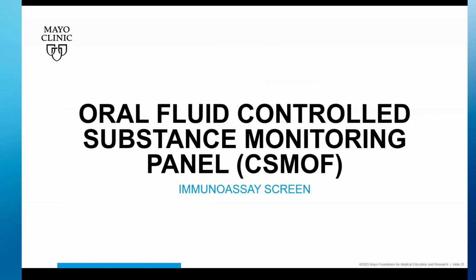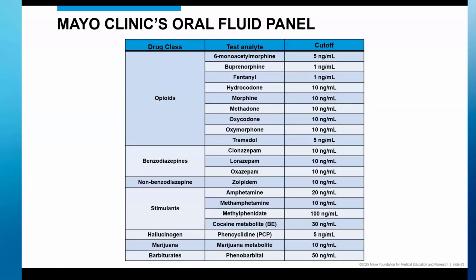So now here's the exciting part. Let's talk about our new test that we're offering here at Mayo Clinic. We have an oral fluid controlled substance monitoring panel, or CSMOF, as you'll sometimes see me abbreviate it, in our lab test catalog and on some of the test forms. Our panel tests for 20 different individual analytes. You can see the major drug classes, things like opioids, benzodiazepines, stimulants, hallucinogens, marijuana, and barbiturates. All the analytes and the individual cutoffs are shown here.